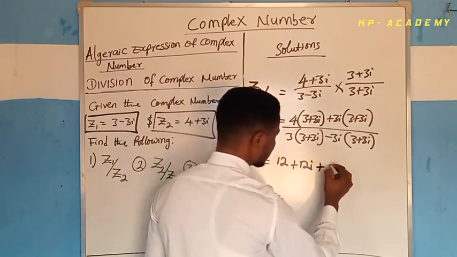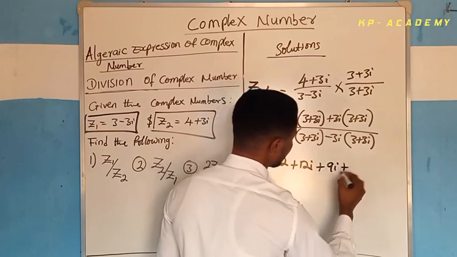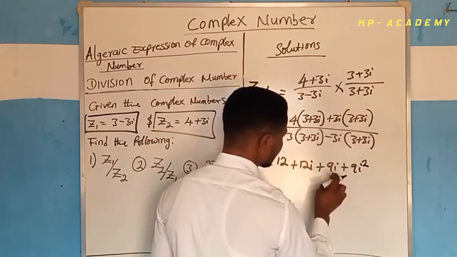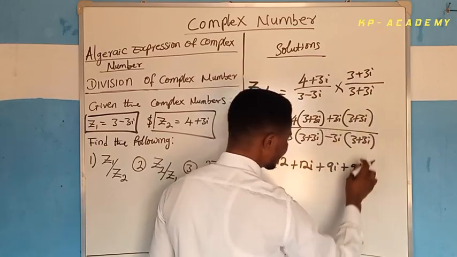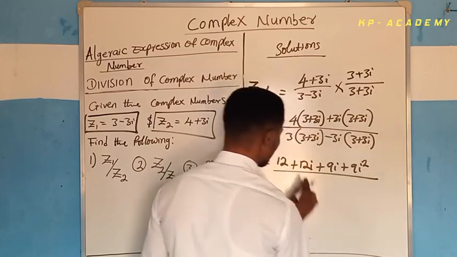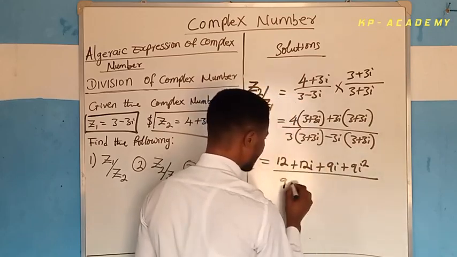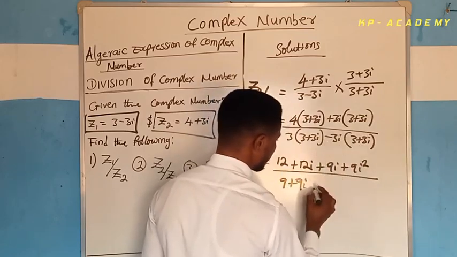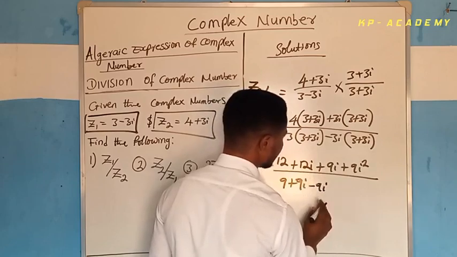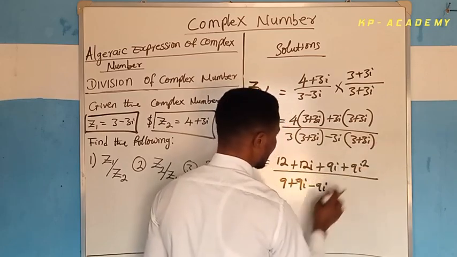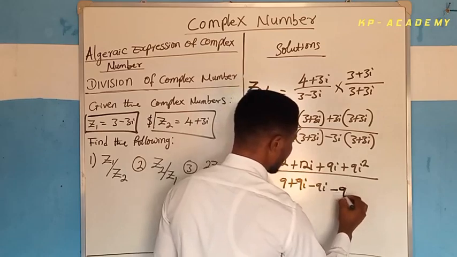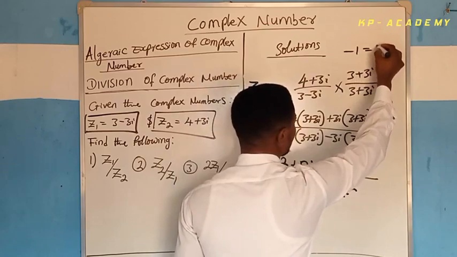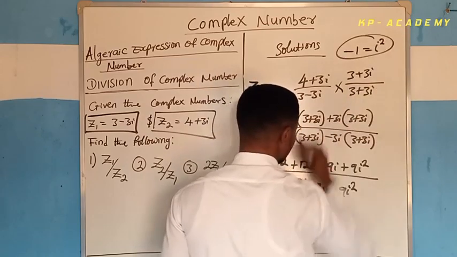Next, we have plus 9i plus 9i squared. That is 3 times 3. That is 3i times 3 is 9i. 3i times 3i is 9i squared. All over 3 times 3 is 9. 3 times 3i is plus 9i. Next, minus 3i times 3, we have minus 9i. Finally, minus 3i times 3i is what? Minus 9i squared. Don't forget that minus 1 is equal to i squared. Very important thing you understand.